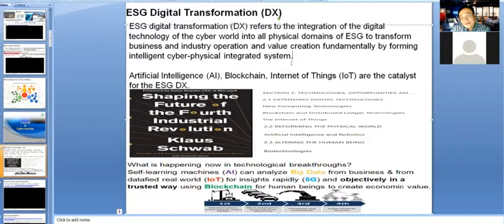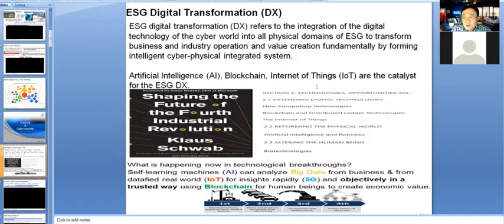This is a little bit more technical because I'm a technologist. I'm also doing business, but my background is a technology PhD, and I've been in the IT industry for 30 years. So this is my definition. It's more technical, but it will drive the business.